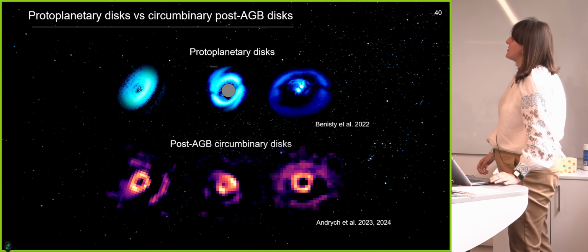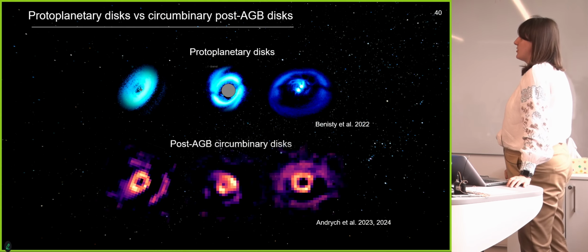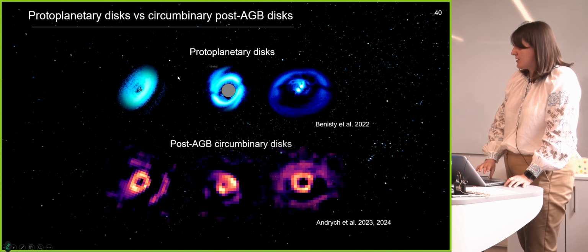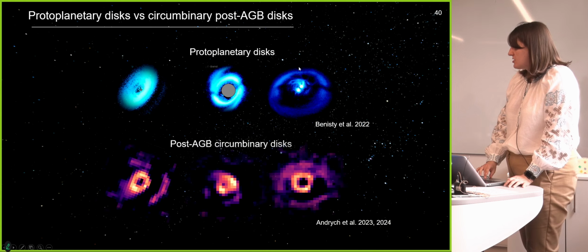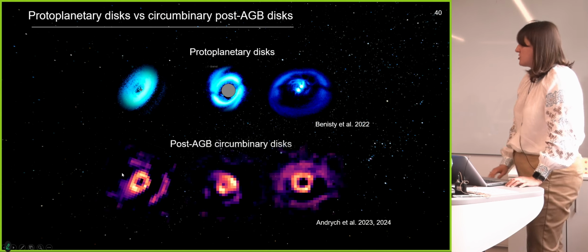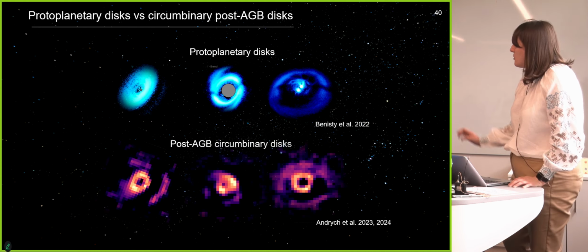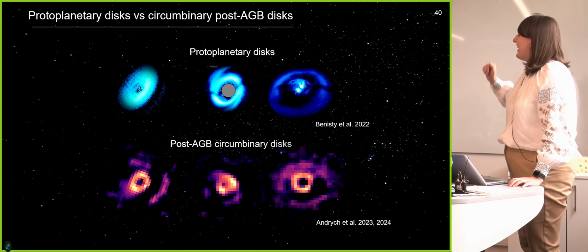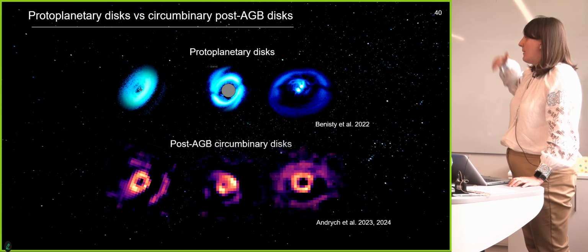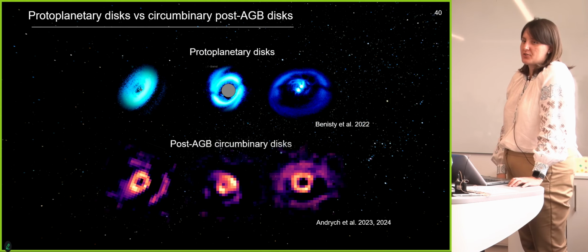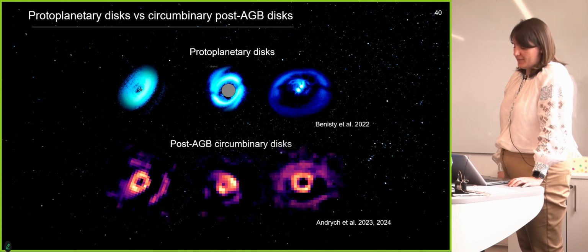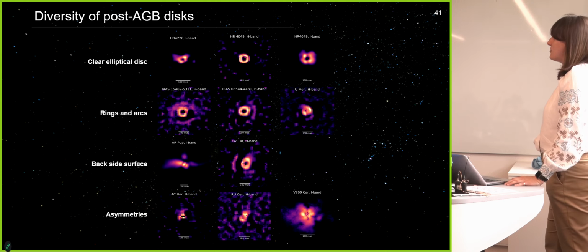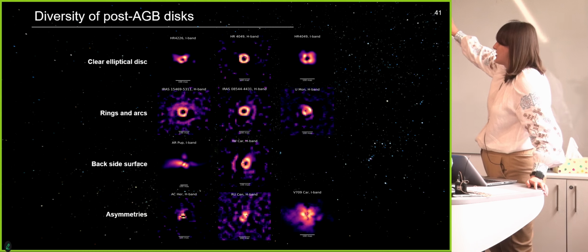And this is also a comparison: the structures that we see for protoplanetary disks, like the light from the other side of the disk, some outflows and rings, we also have for the post-AGB circumbinary disks. Even though the distances to the targets are much larger and the resolution is not so great compared to protoplanetary disks that are much closer, we still have very similar structure and morphology in the surface of the post-AGB disks. And here is also a bit of a gallery of different disks that we observed for post-AGB targets and different features that they show.